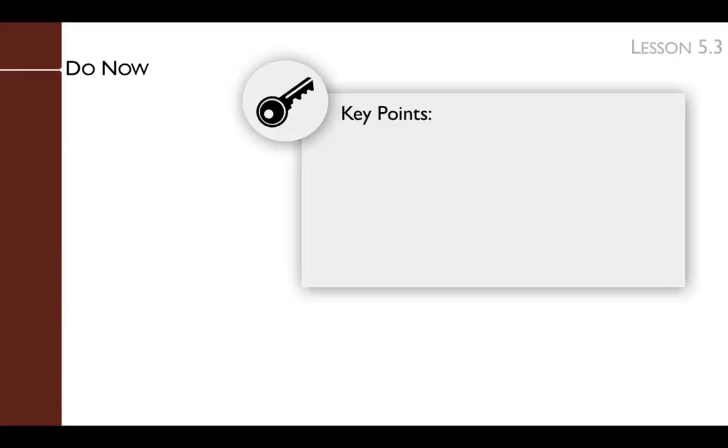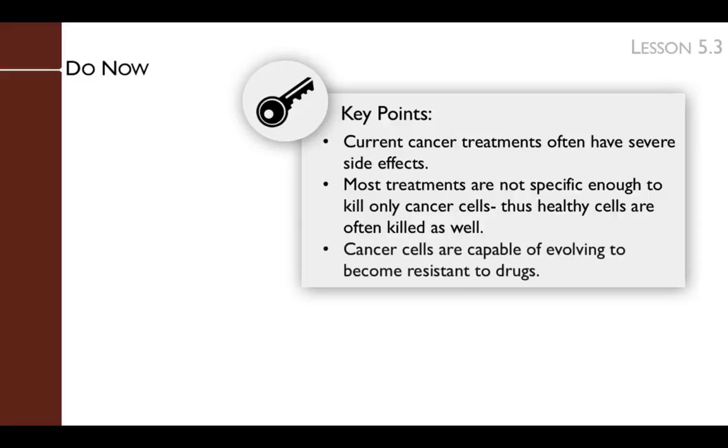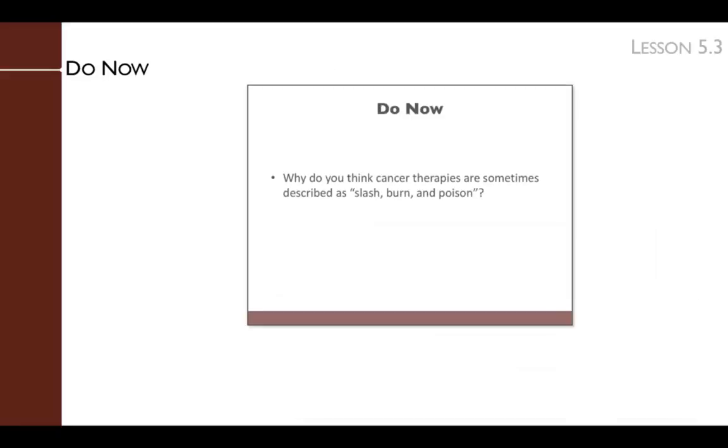The key points of the do now are that current cancer treatments often have severe side effects. Most treatments are not specific enough to kill only cancer cells, thus healthy cells are often killed as well. Cancer cells are capable of evolving to become resistant to drugs. We'll get there by reviewing the pros and cons of different cancer therapies. We begin with an analogy to emphasize the seriousness of the side effects that cancer treatments can have.